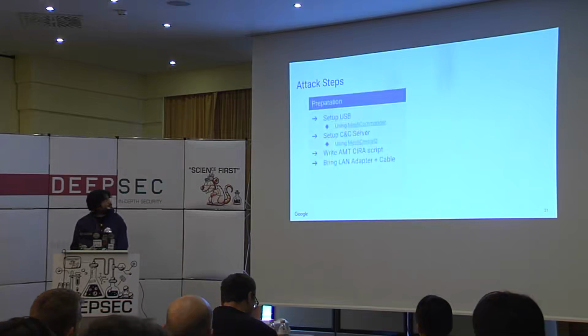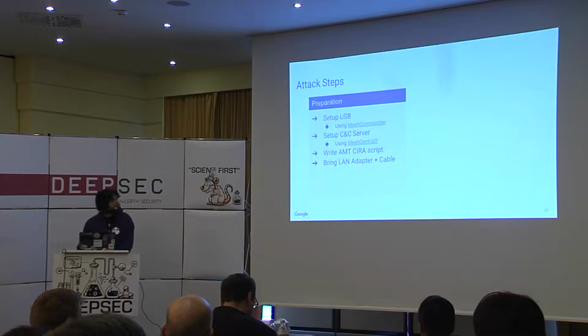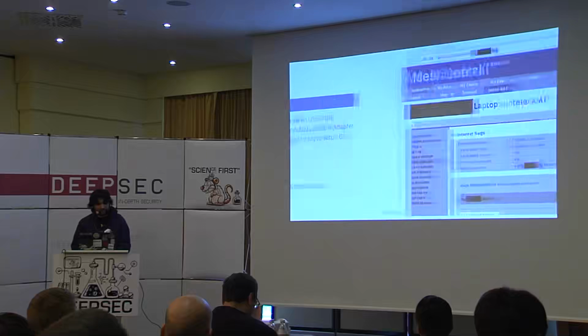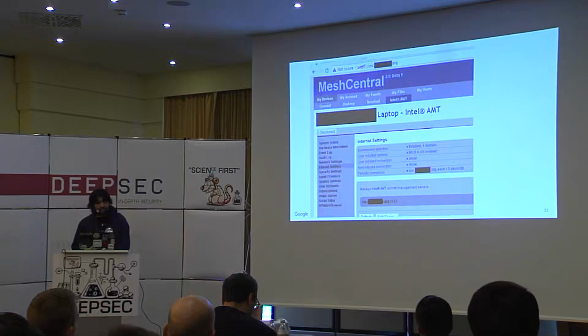So attack steps. Preparation: set up USB, set up command and control server, write AMT serial script, bring LAN adapter and a cable. And execution itself is: reboot, plug in USB, press yes, plug in LAN cable and adapter, trigger the script, and then done. And then check the command and control server. Hopefully it shows up. Results. Here we're connected via Sierra to this laptop.